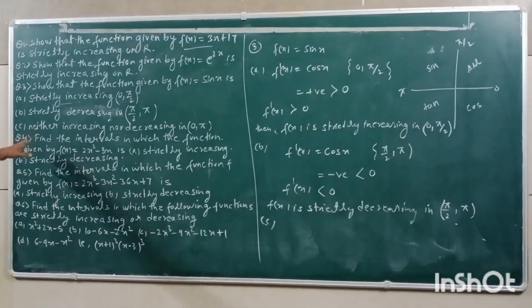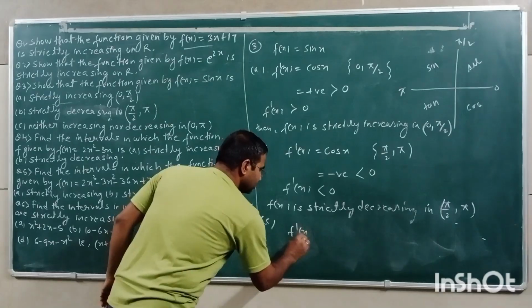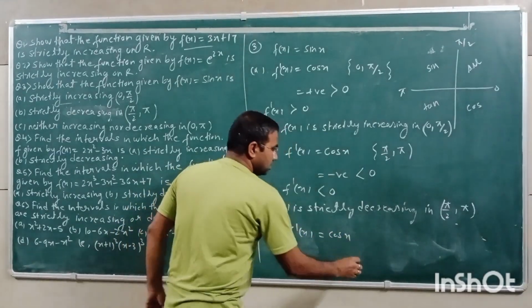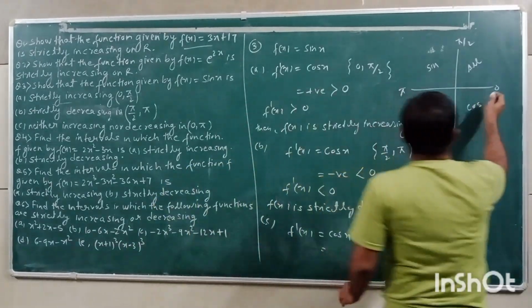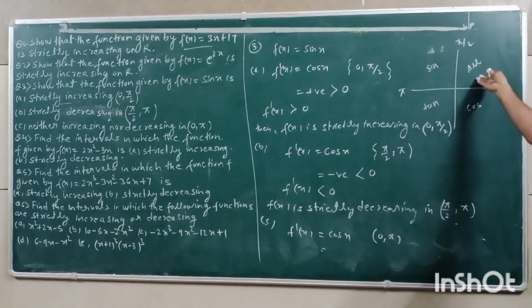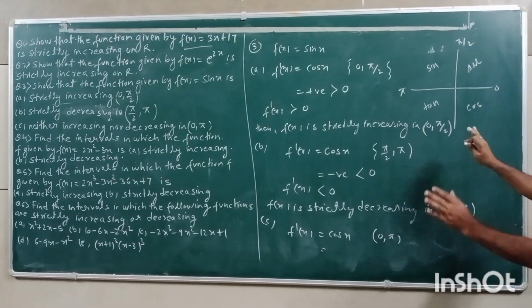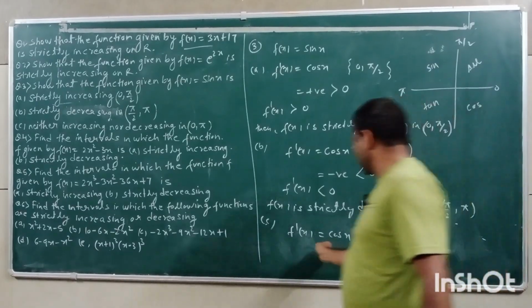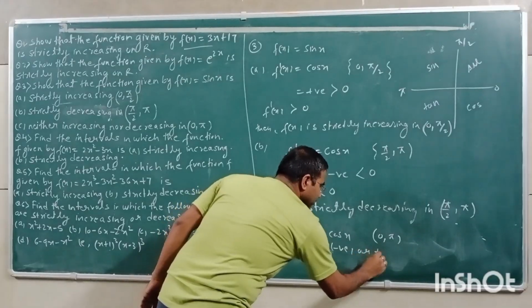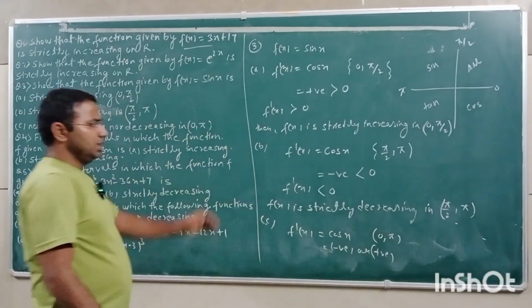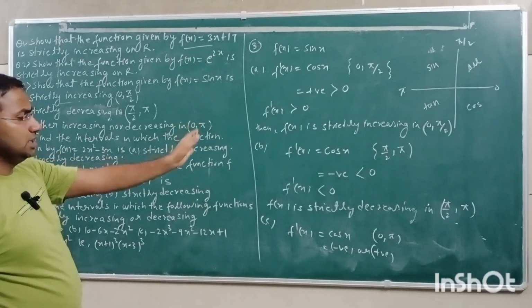C1 is saying you have to tell whether it is increasing or decreasing in 0 to π. Now f'(x) is cos x. When we move from 0 to π, first positive values will come, then negative values. So here it is neither positive throughout nor increasing throughout; we get both negative and positive values. In the first quadrant it is positive, then negative, meaning increasing and then decreasing.